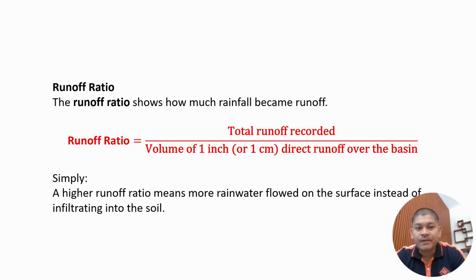On the other hand, we have runoff ratio. It tells us how much rainwater becomes surface runoff. So for example, if half of the rainwater flows on the surface and the other half goes into the soil, the runoff ratio is 50%. Roads and concrete areas usually have high runoff ratios because water cannot easily penetrate through the concrete pavement. So the formula is runoff ratio is equal to the total runoff recorded over the volume of 1 inch direct runoff.